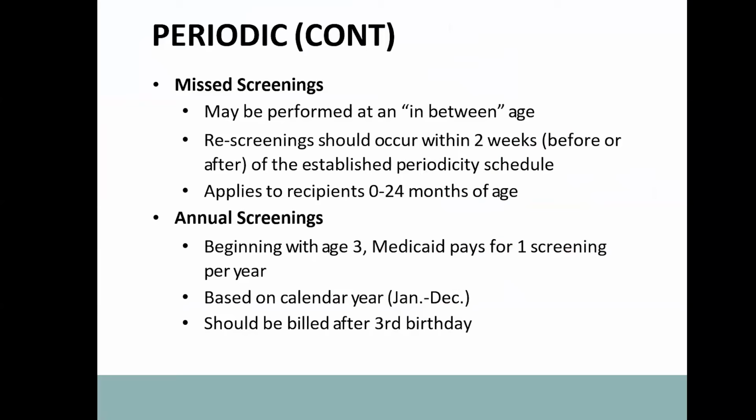In other words, the child should be brought up to date on his or her screening according to his or her age on the periodicity schedule. Annual periodic screenings begin on the recipient's 3rd birthday and are only reimbursable once during a calendar year for children over the age of 3.